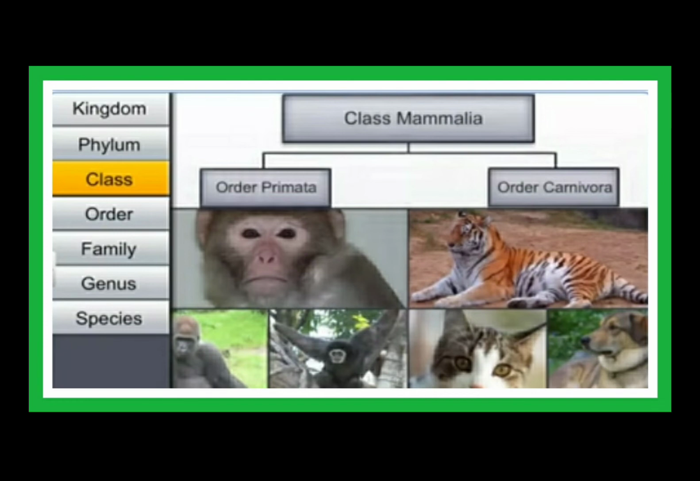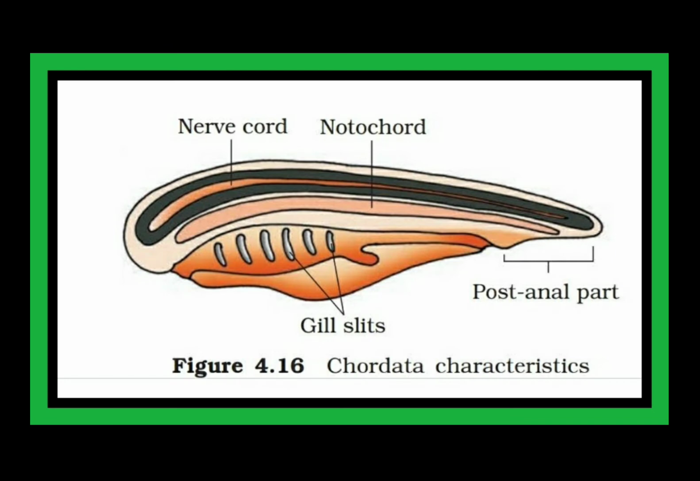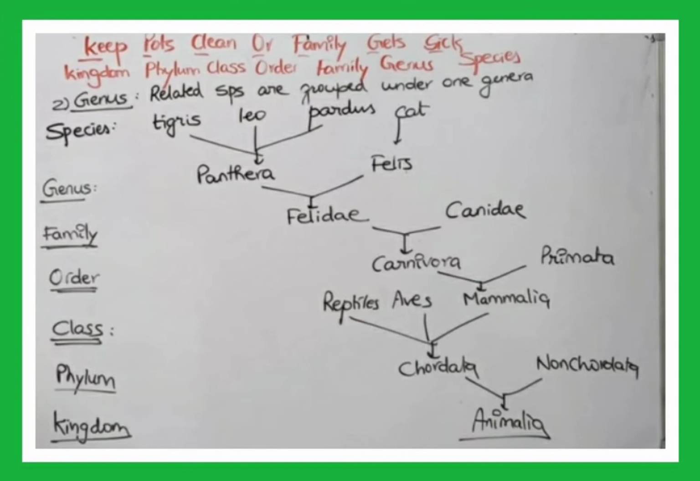Mammalia is one class, Amphibia is another class, Reptilia is another class, Pisces is another class. All these different classes are grouped under a common phylum called Chordates. Chordates are the organisms which show nerve cord, notochord, postanal tail and pharyngeal gill slits. And chordates and non-chordates are kept under a kingdom called animal kingdom.